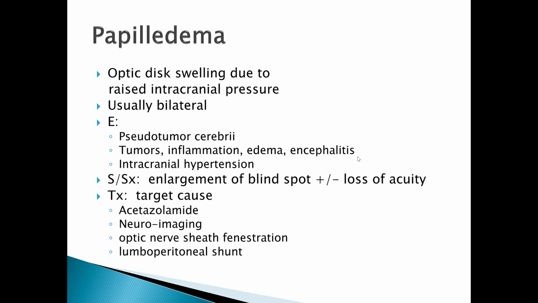You can give them acetazolamide. You need to do neuroimaging. You may have to do an optic nerve fenestration or a lumboperitoneal shunt. So you're trying to bring down the pressure, the intracranial pressure, to take the swelling and the pressure off of the optic nerve.